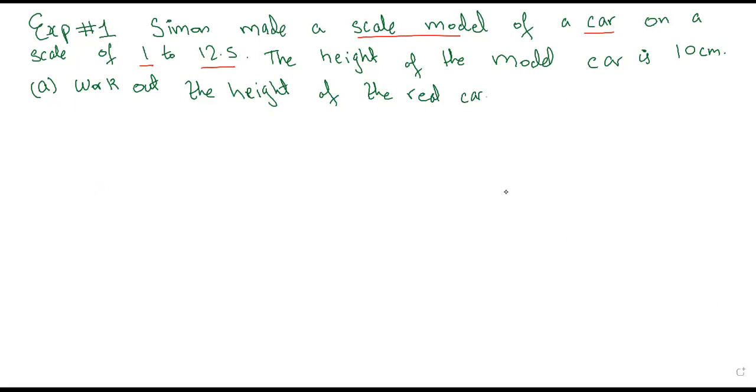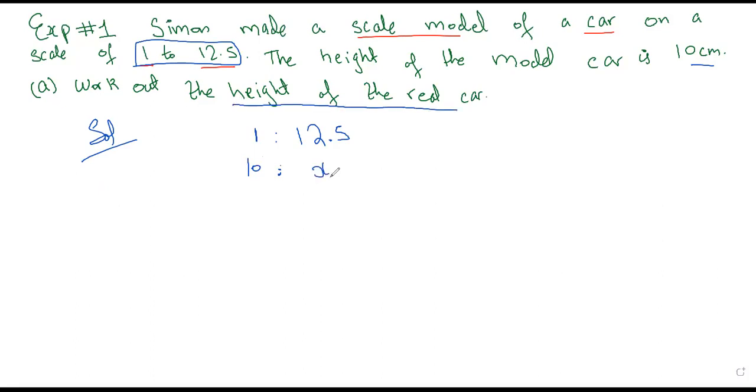Okay, now let's talk about the solution. Okay, we have been told that the ratio or the scale for model to real car is 1 ratio 12.5. Okay, and we know that the height of model car is 10 centimeters, and we are interested in finding out the height of real car. So I need to write down x here. Again, we will make our proportion by equating these two ratios. 1 by 12.5 equals 10 by x.